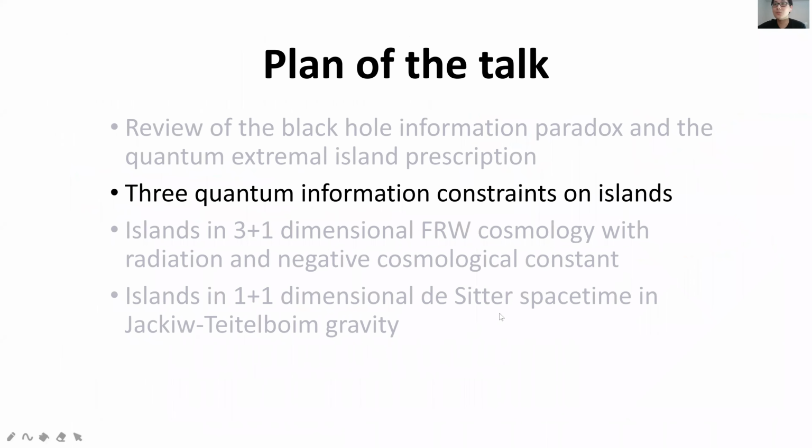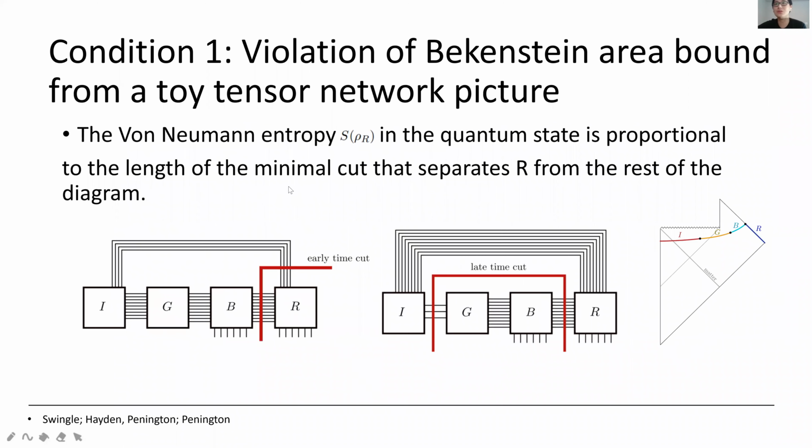Okay, so really now let's talk about the main part of our work, this paper, which is the quantum information constraints on the islands. So first of all, I want to provide you some intuition, using a very toy tensor network picture, on the first condition we will derive, which is the violation of the Bekenstein area bound.